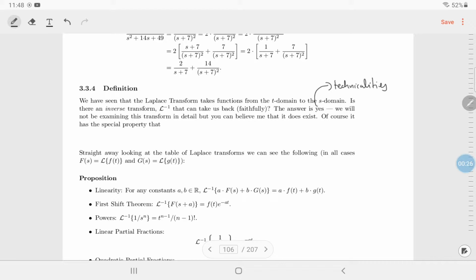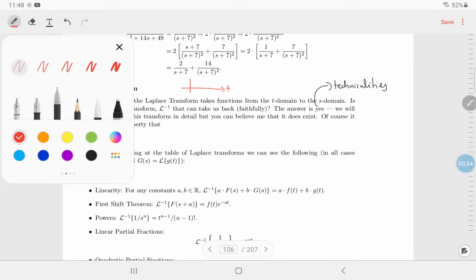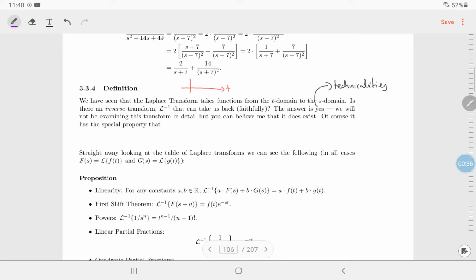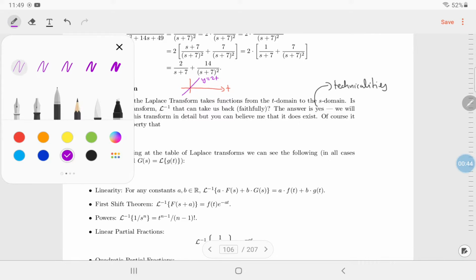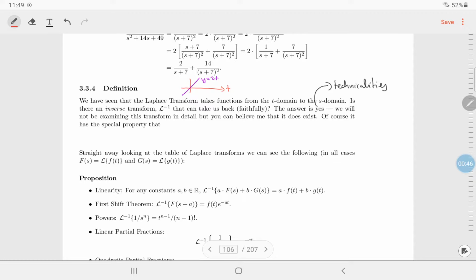I think what happens is it chops off negative time. So you can have a function of t, let's say, I think a good example would be just y equal to 2t, for example. And you can do the Laplace transform, and I think you'll get 2 over s squared.